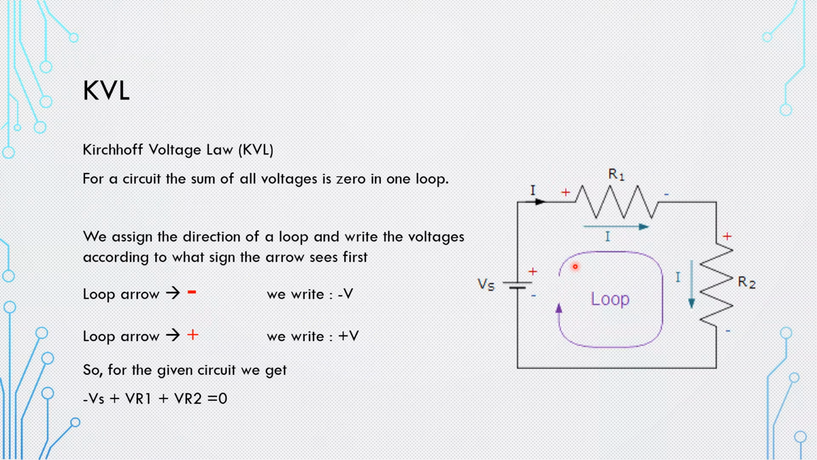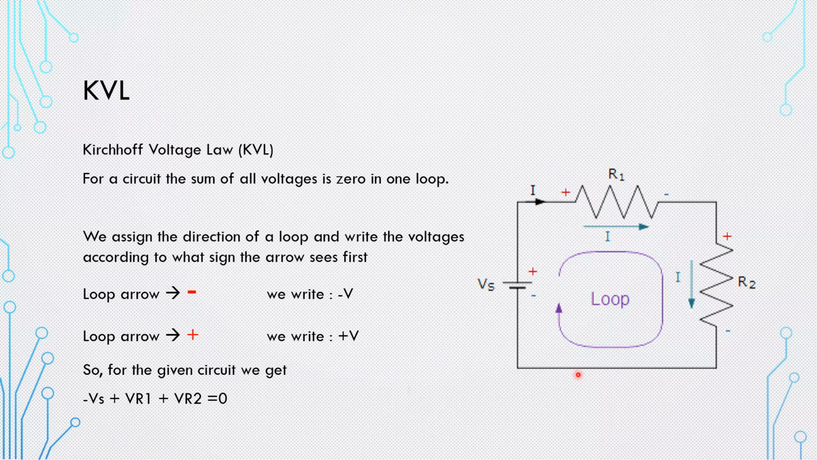So start from whichever element you want. Let's start from the voltage source. Then you have to look at the arrow of the loop. The first sign the loop sees once you get inside this voltage source is negative. So I have to write negative Vs. Then I go for the next element. What's the first sign I see here? Positive. So I'm gonna write positive VR1, the voltage across R1.